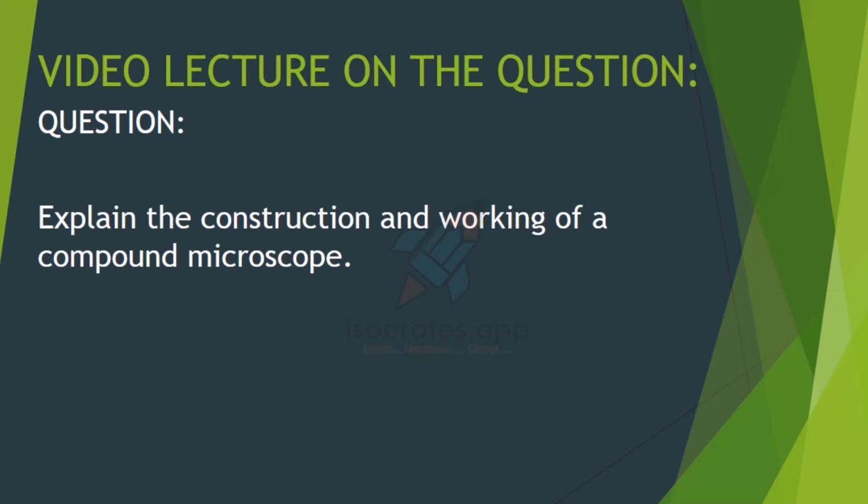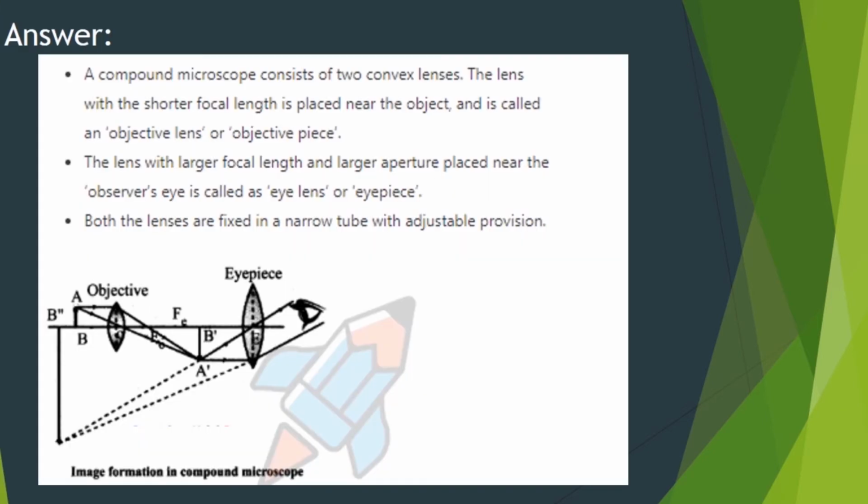Question: explain the constructions and working of a compound microscope. A compound microscope consists of two convex lenses. One of the lenses is called the objective lens or the objective piece, and the other one is called the eye lens or eyepiece. The objective lens will be placed near the object and the eyepiece or eye lens will be placed near the observer's eye.